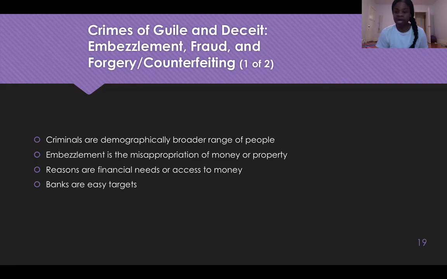Embezzlement is the unlawful misappropriation or misapplication of money or property entrusted to the embezzler's care, custody, or control. Embezzlement is the rarest of property crimes, with only 12,437 cases reported in the Universal Crime Report in 2016. Common causes of embezzlement, again, are pressing financial problems or simply because they have access to money and the ability to hide any discrepancies for some time.